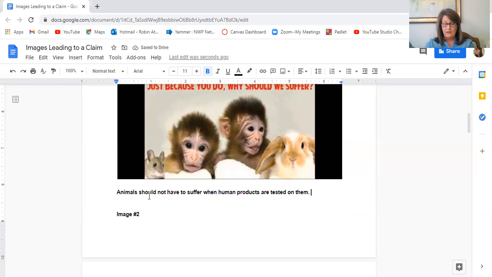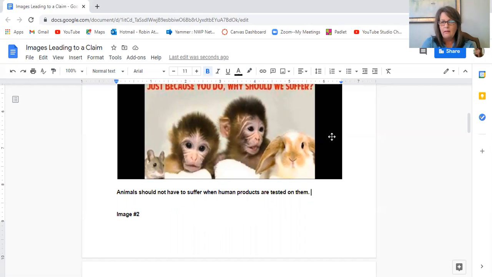That's my claim right now. So it seems like I'm thinking right now that animal testing is not a good thing. Why should animals suffer just so that humans can have more things in their lives?